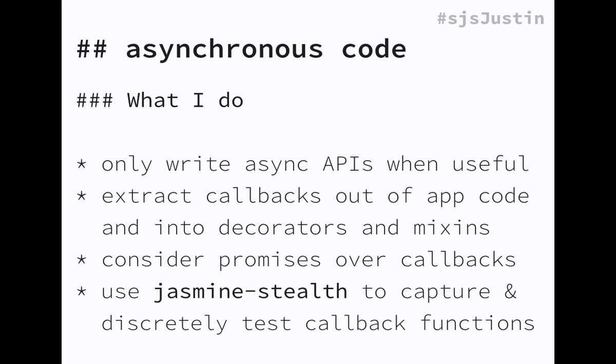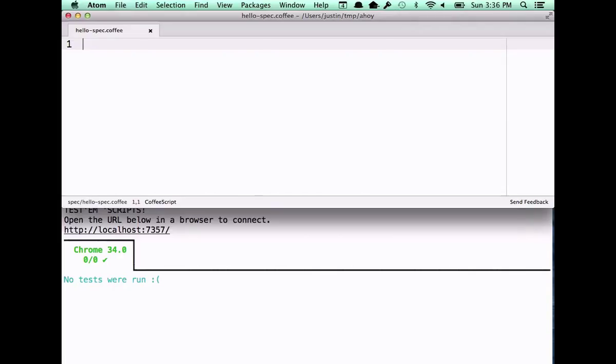But when I am characterization testing something, and I want to actually test something that uses anonymous callbacks, you can capture and then sort of re-synchrify things by putting that under discrete test. I've got a tool called Jasmine Stealth that enables that. And here's a really fast-paced example.